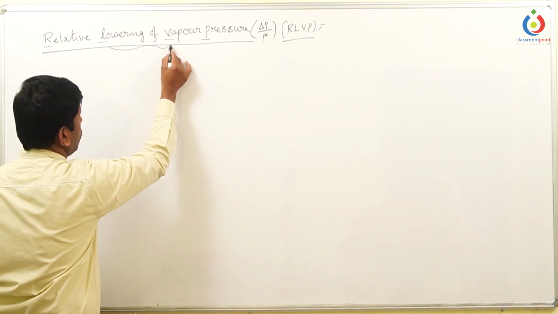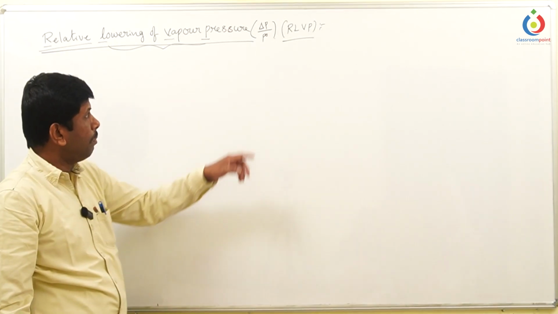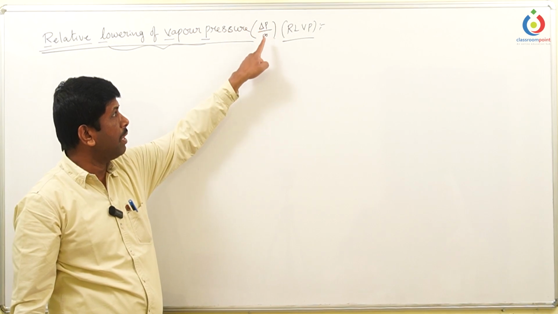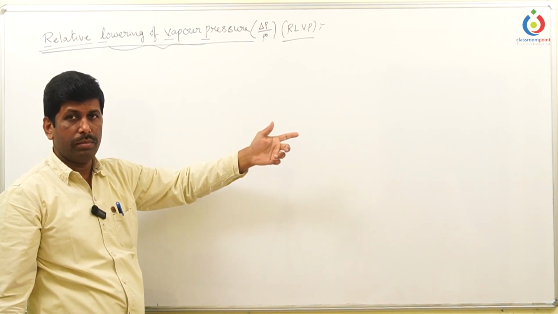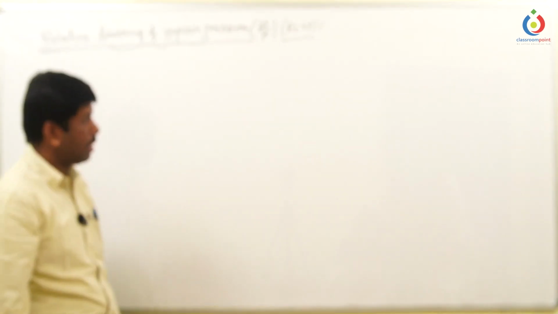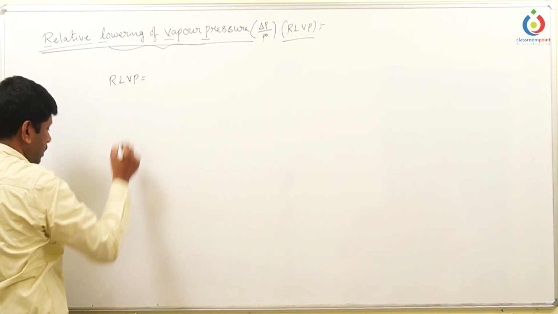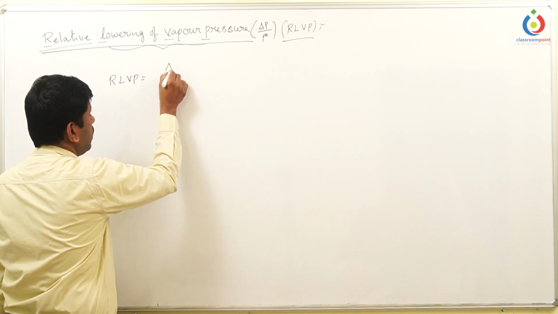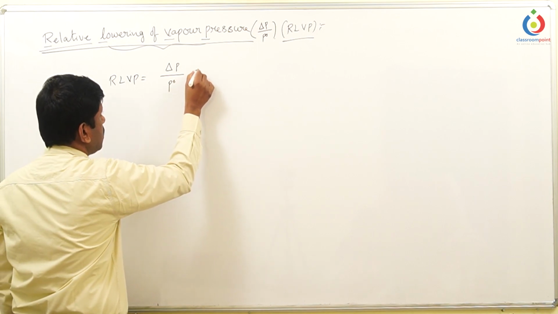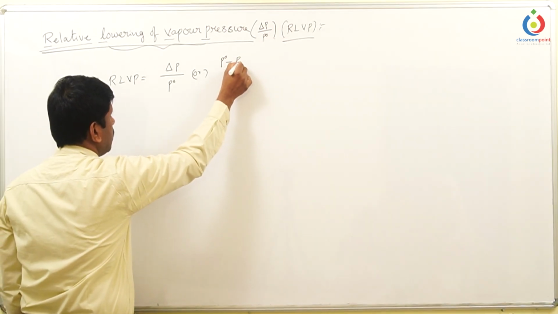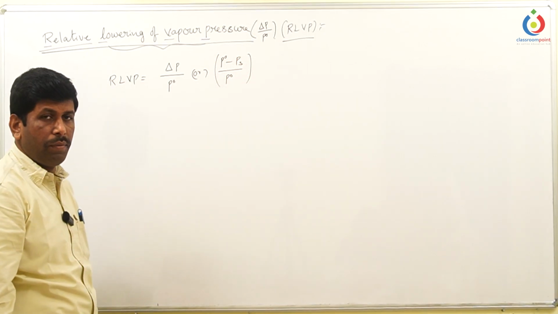We already discussed the lowering of vapor pressure. Relative lowering of vapor pressure means you are comparing how much decrease of the vapor pressure happened with the pure solvent vapor pressure. You are relating. That is what is called the relative lowering of vapor pressure. So RLVP is nothing but the ratio between the lowering of vapor pressure to the pure solvent vapor pressure. Or else this can be written as P naught minus Ps by P naught. This is what is called the relative lowering of vapor pressure.